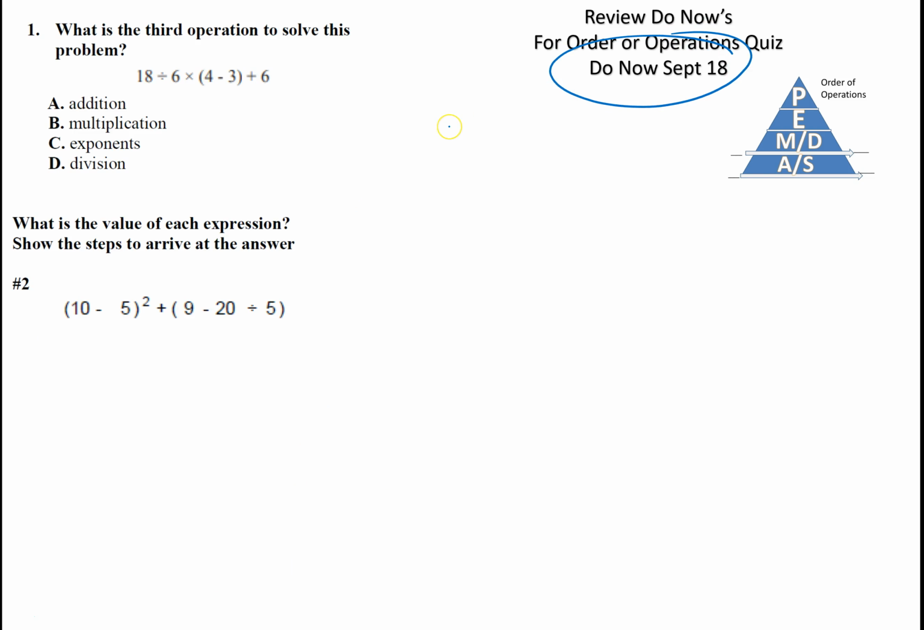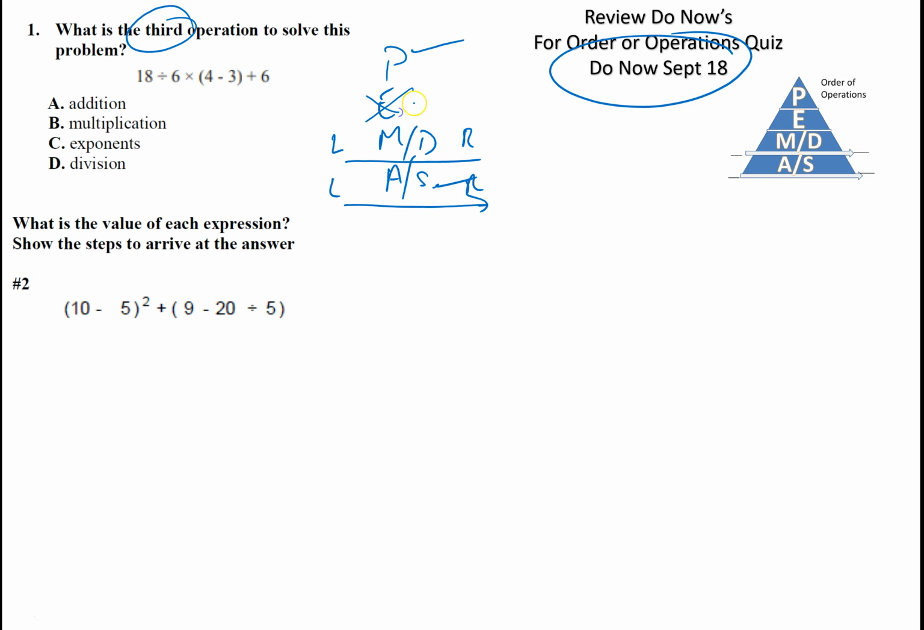All right, now to the do now for September 18th. What's the third operation? All right, so I have parentheses, exponents, multiplication and division, whichever comes first from left to right, and addition and subtraction, whichever I see first from left to right. So here I have parentheses. I'm going to do that first. I'm going to do my subtraction inside my parentheses. And then there are no exponents, so I'm going to divide next. And then I'm going to multiply.